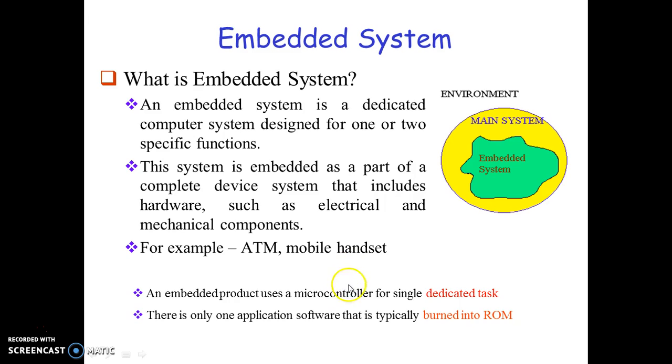An embedded product uses a microcontroller for a single dedicated task, and only one program is installed, typically burned on the ROM in it. This is the diagram showing an embedded system, part of a main system, and then there is an environment which is interacting with the embedded system.